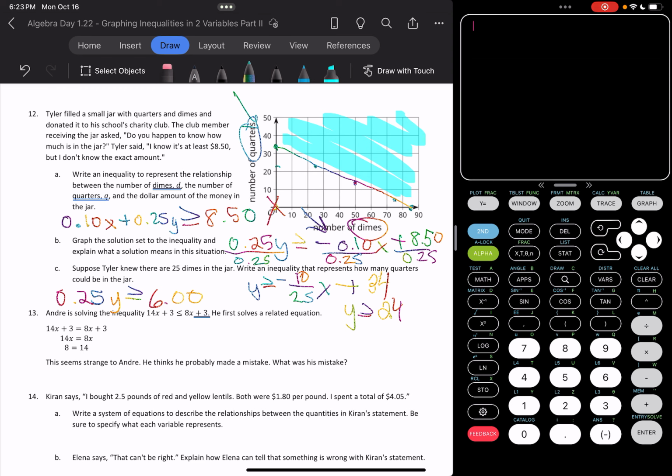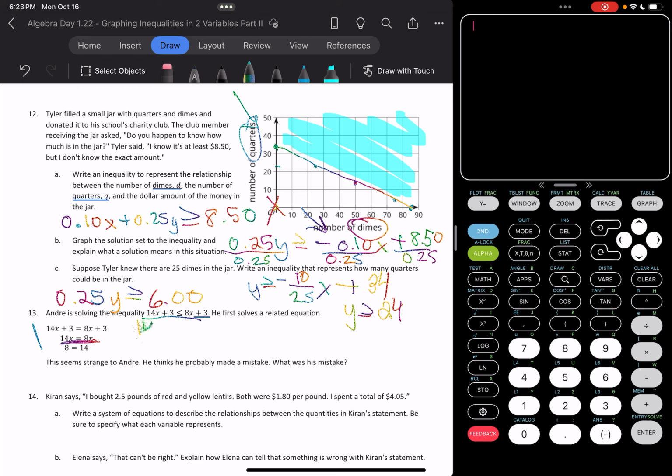All right. So Andre is solving this inequality, and he solves a related equation. So first he looks at the equation. He says, this seems strange. He thinks he made a mistake. What is his mistake? When he got to this, instead of dividing by x, because when we divide by x, we have no more x, what should he have done instead?